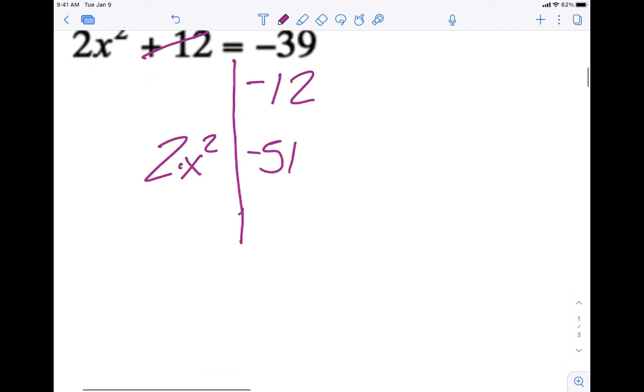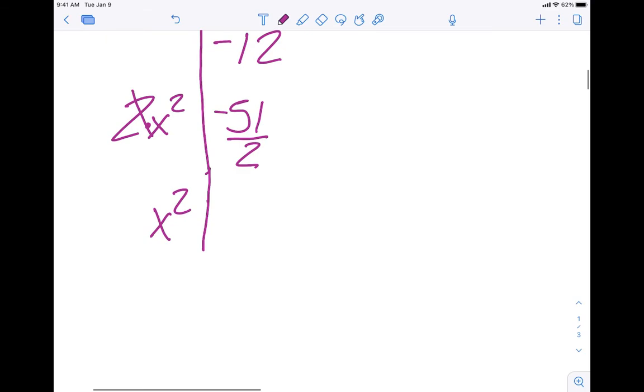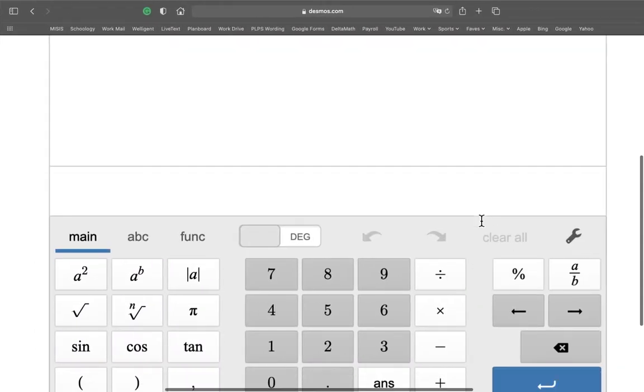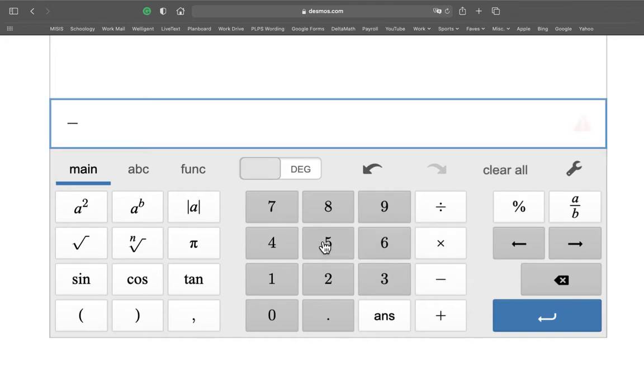The opposite of multiplying by 2 is dividing by 2. And I get x squared is equal to, let's see, negative 51 divided by 2. Well, thankfully I have my calculator for that. Negative 51 divided by 2. No, that's not division.